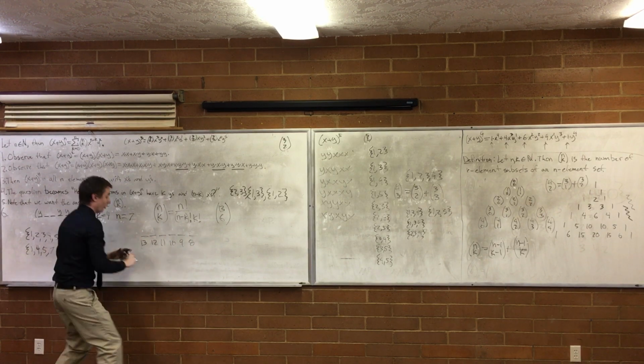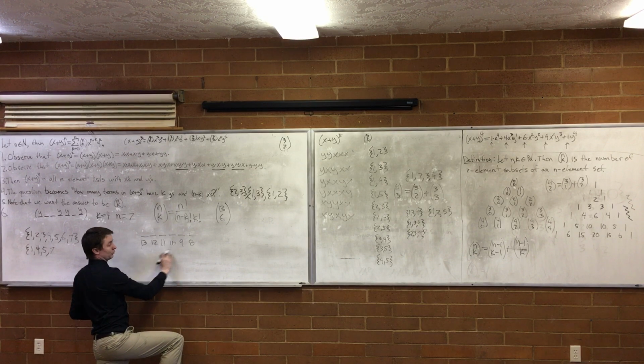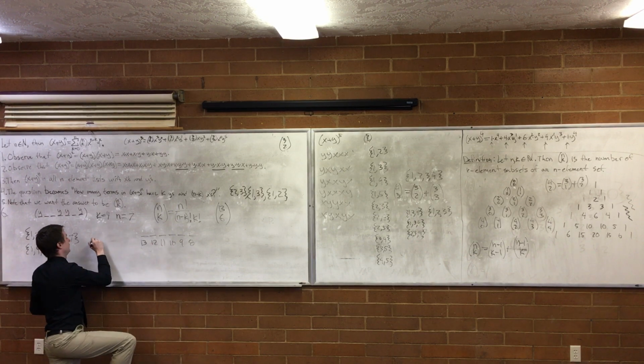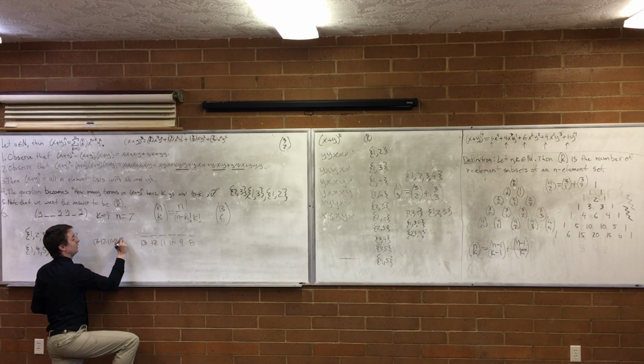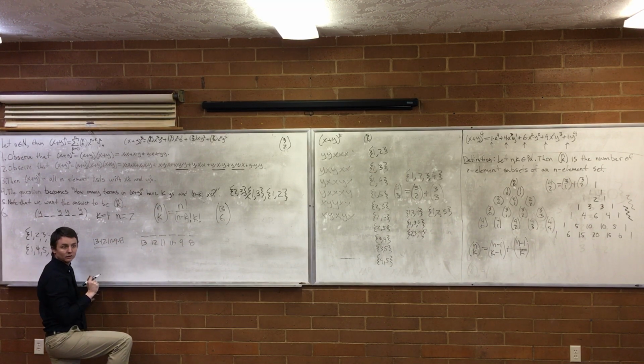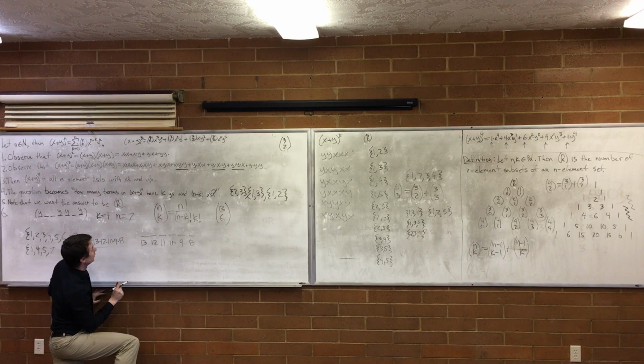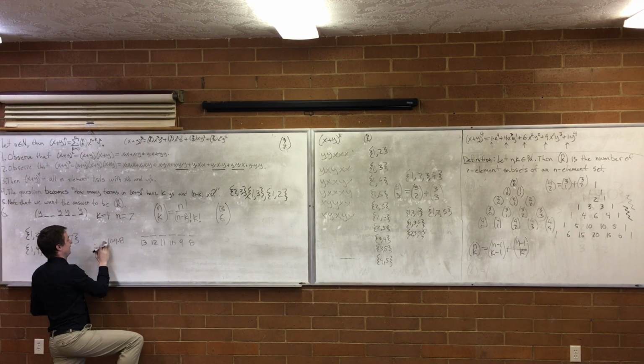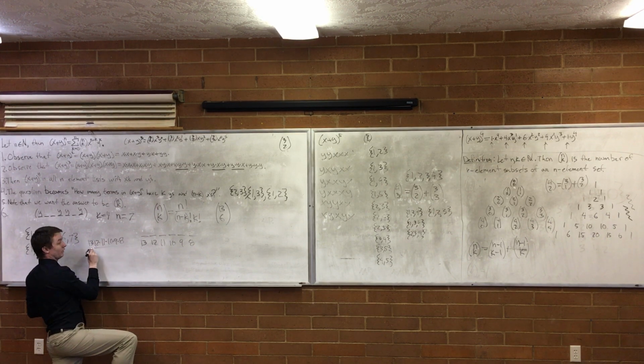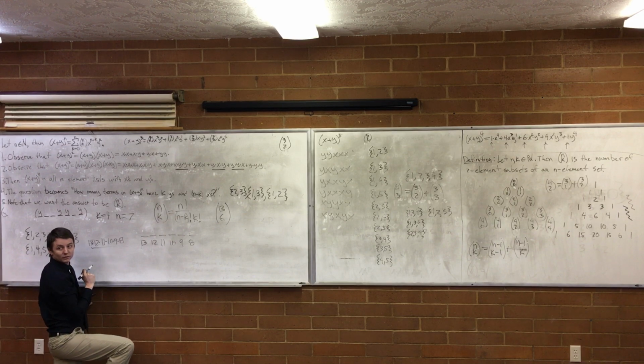So I need to do 13 times 12 times 11 times 10 times 9 times 8. And then I need to divide by what? I said 7 factorial, but I know it's wrong. 6 factorial, right?